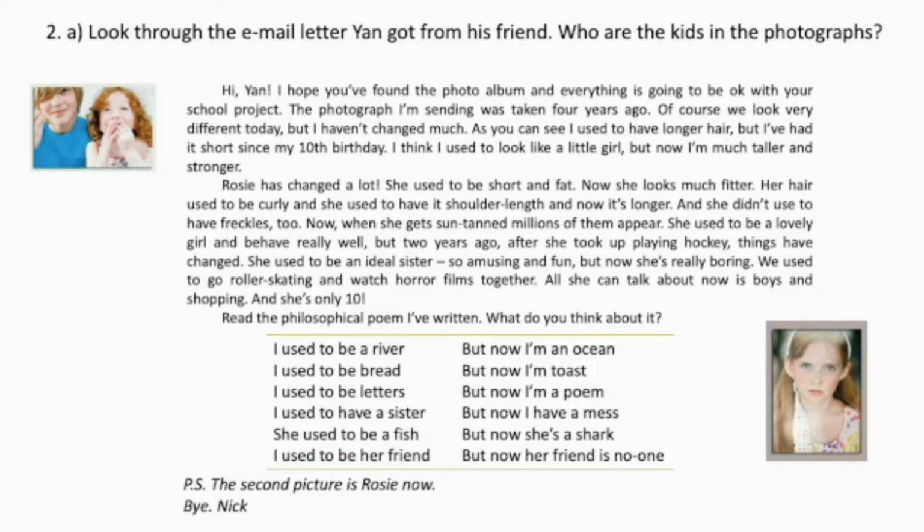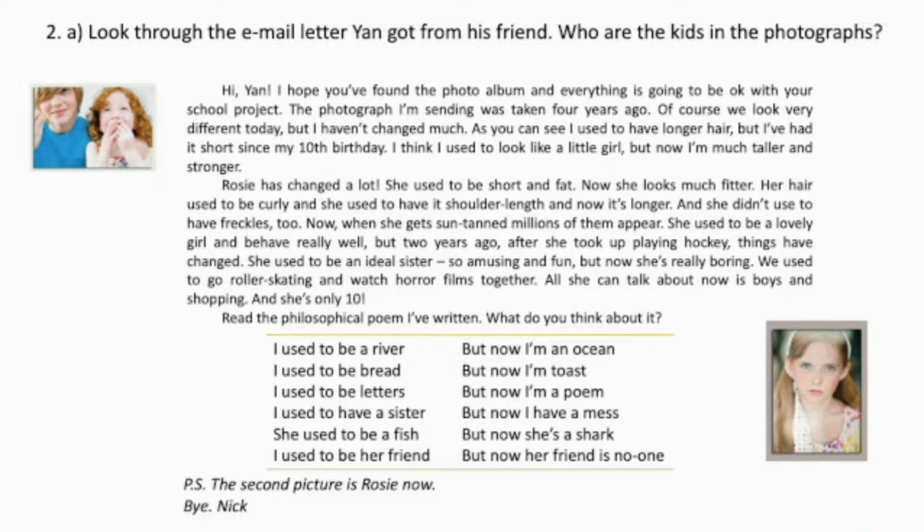Hi, Jan. I hope you found the photo album and everything is going to be okay with your school project. The photograph I'm sending was taken 4 years ago. Of course, we look very different today, but I haven't changed much. As you can see, I used to have longer hair, but I've had it short since my 10th birthday. I think I used to look like a little girl, but now I'm much taller and stronger.